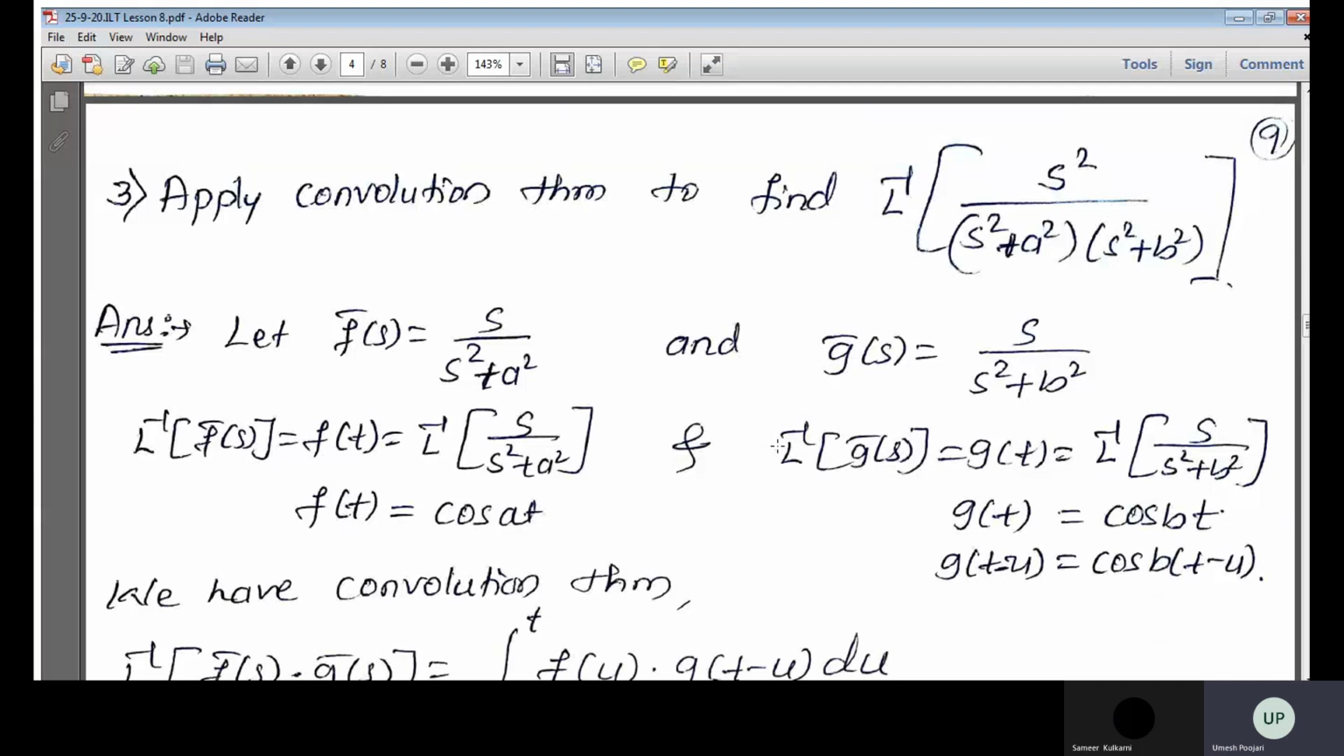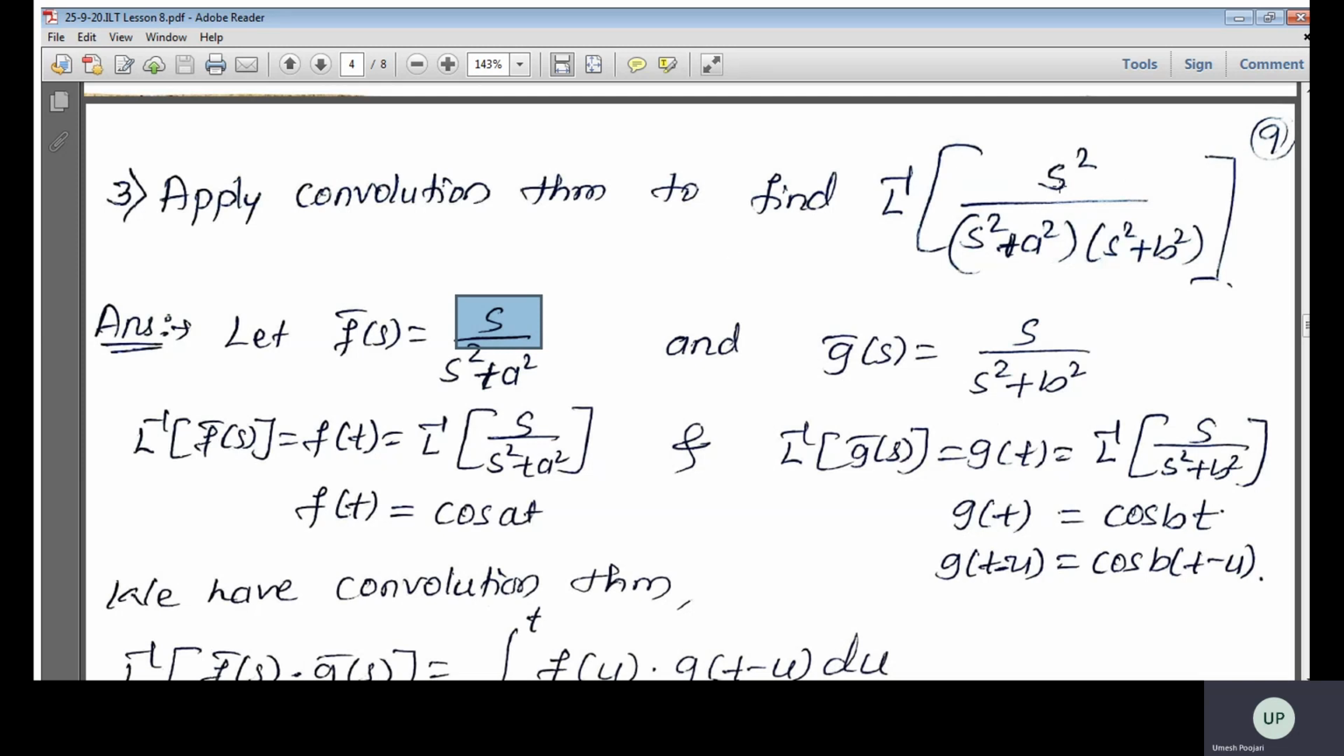Similarly, the third question is: by the convolution theorem, find L inverse of s square divided by s square plus a square into s square plus b square. So you can see here in the denominator there are two terms. One we can assign to f bar of s and one we can assign to g bar of s. But what about the numerator s square? You cannot assign the whole s square to one term, because if you take s square to f bar of s, then it will be difficult to obtain the inverse Laplace transform.